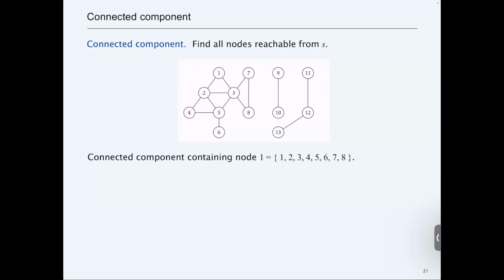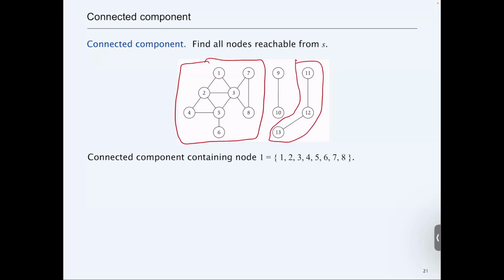So the idea is this. Inside of a connected component, every node can reach every other node. But there are no edges that are connecting different components together. So this connected component and this connected component do not have any edges that are connecting them. So what you have is a graph that's essentially broken into these isolated regions.